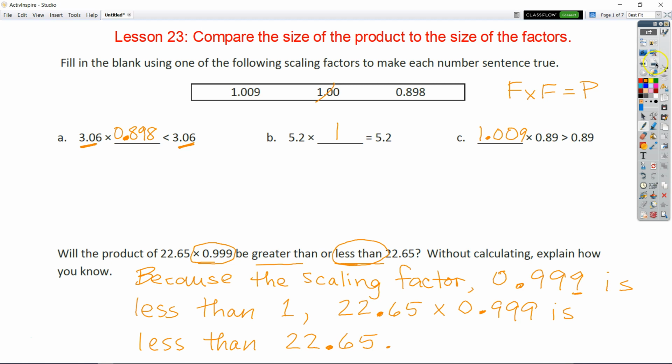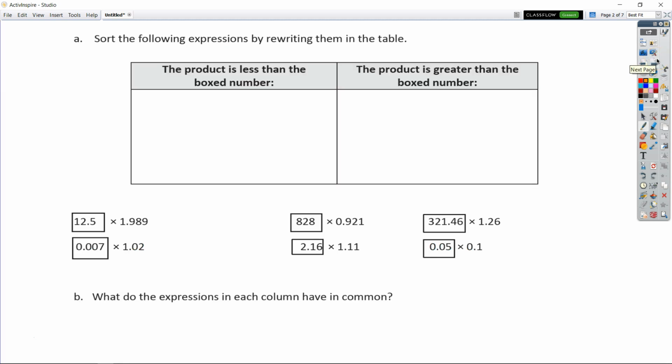All right, let's move on to our actual lesson for homework, lesson 23, module 4, rather. It says, sort the following expressions by rewriting them in the table. So we're going to take these 1, 2, 3, 4, 5, 6 expressions, and we're going to rewrite them in this table here. This first category is going to be the product is less than the box number. So we're going to say greater than, less than, or equal to. We should notice that our scaling factor is here, and I'll underline my scaling factor. So we're going to say this is greater than, less than, or equal to the box number.